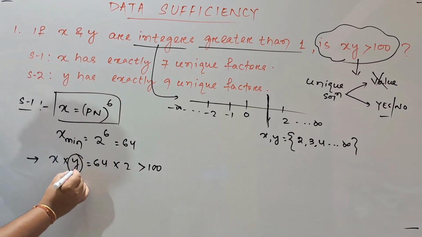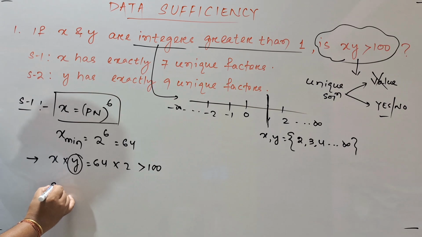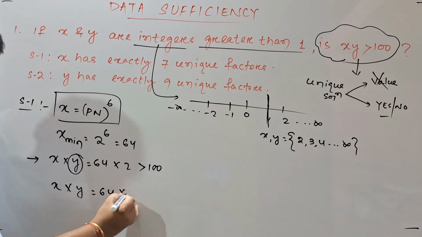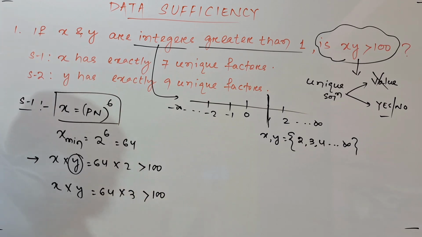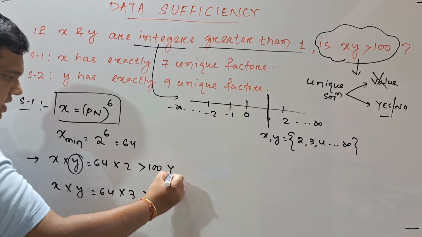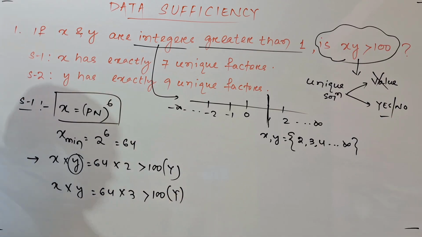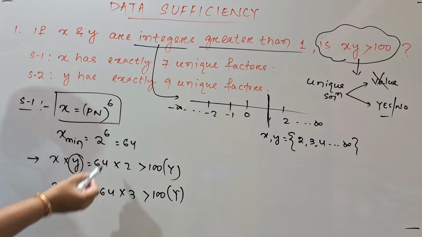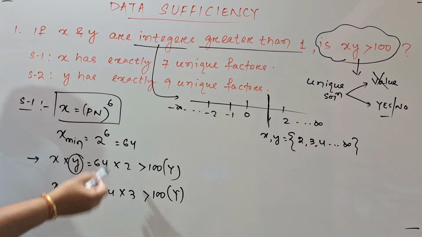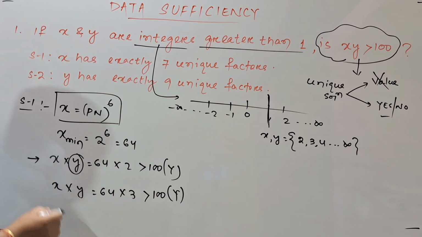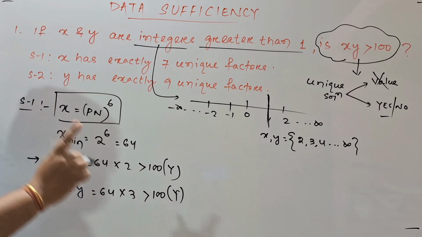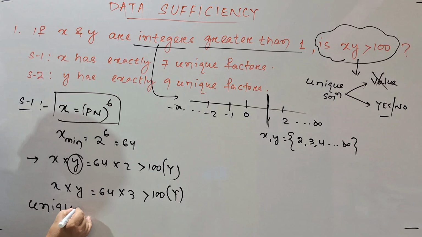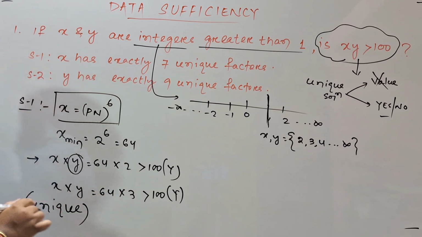Yes. Similarly, if I put x is equal to 64 and another value of y, 64 into 3, that is also greater than 100. Yes or no? You said yes. Here you said yes. Here also you said yes. Similarly, if I put y equal to 4, y equal to 5, it will satisfy. So for all the values of x and y, you said yes. One answer, a straightforward answer. So statement 1 alone is sufficient. So this is unique. Statement 1 alone is sufficient.